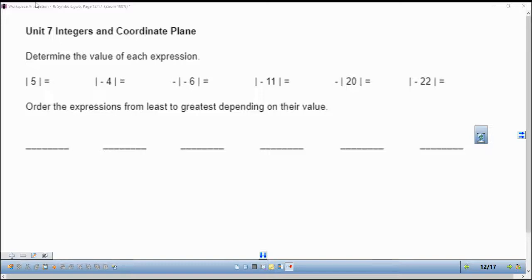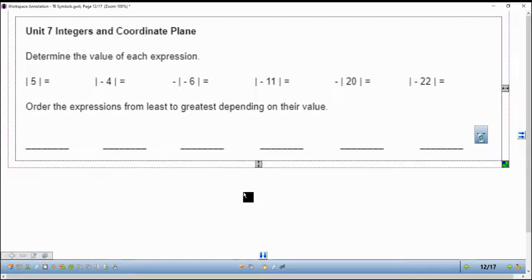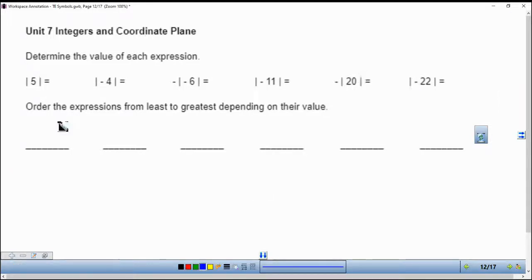And absolute value, whenever you see these sort of vertical lines surrounding a number, that represents absolute value, which is the distance to zero. And as we know, distance is always positive. All right, so what we're going to do first is determine the value of each expression.